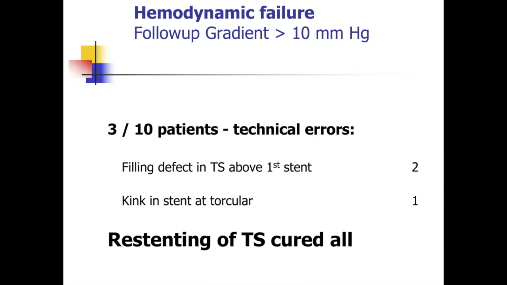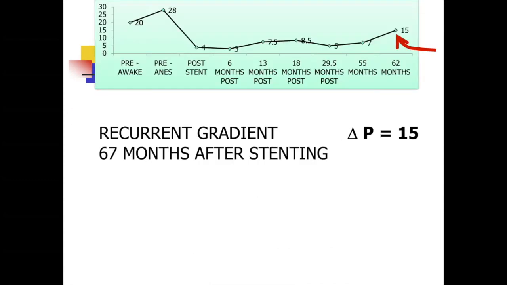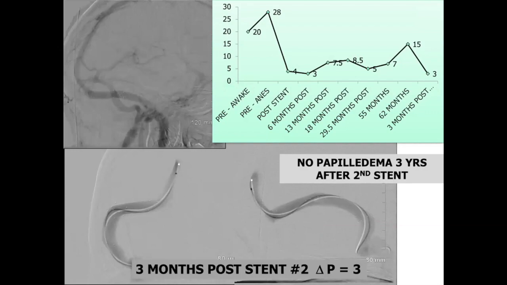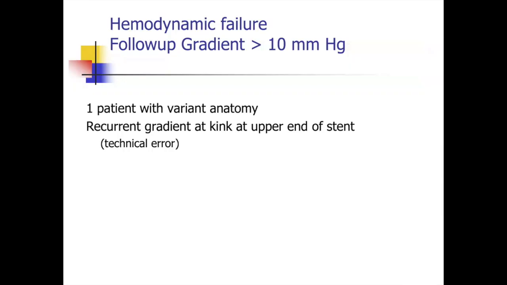Now I want to go over both the intrinsic and the extrinsic failures. The intrinsics were just my fault. This one you see at 60 months, she had a recurrence. This was when I was still putting in short stents. What happened there is I barely hit this intrinsic stenosis. I think it's just a big pachionic granulation. And over time, it eventually popped out from underneath the stent and was producing a gradient again, and she had papilledema. My partner put a stent in, and 3 years later, she's got no papilledema.